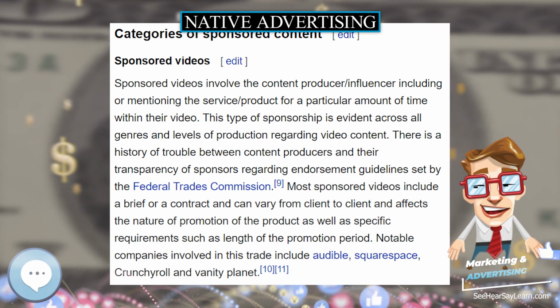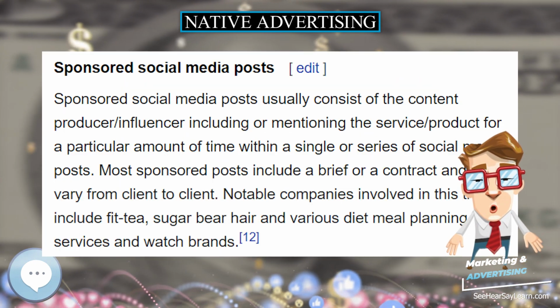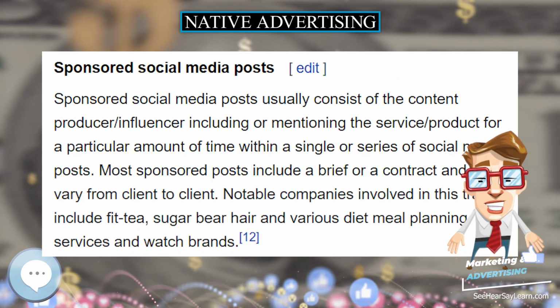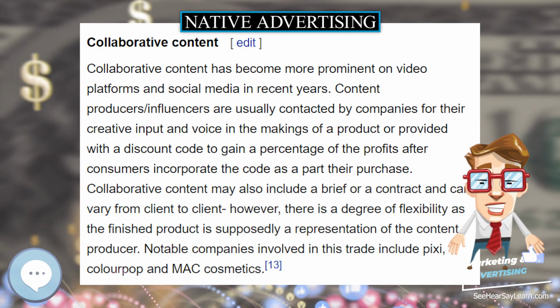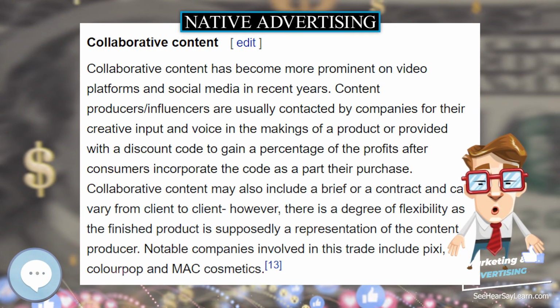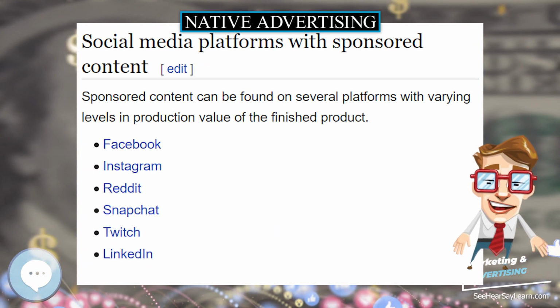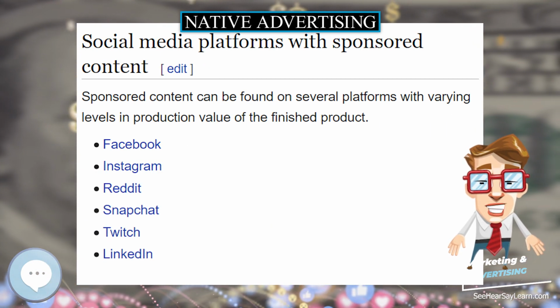Sponsored social media posts. Sponsored social media posts usually consist of the content producer/influencer including or mentioning the service/product for a particular amount of time within a single or series of social media posts.